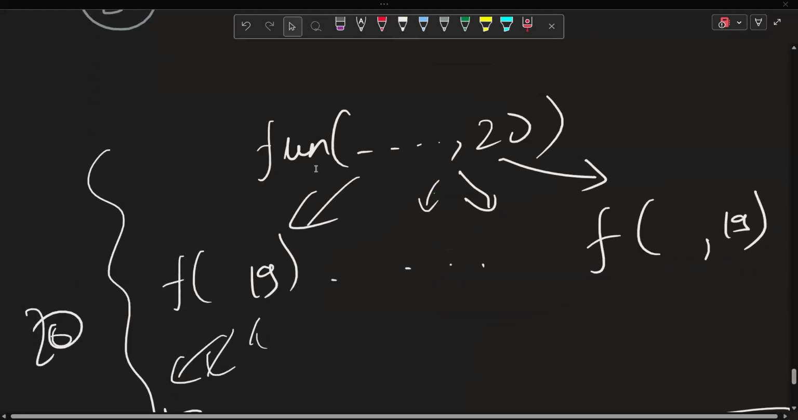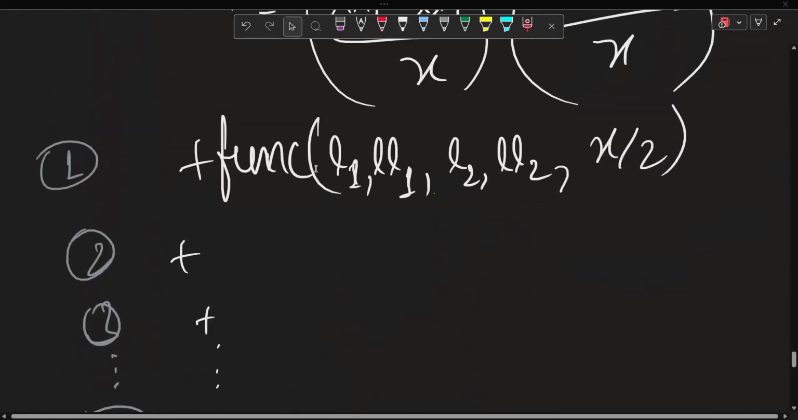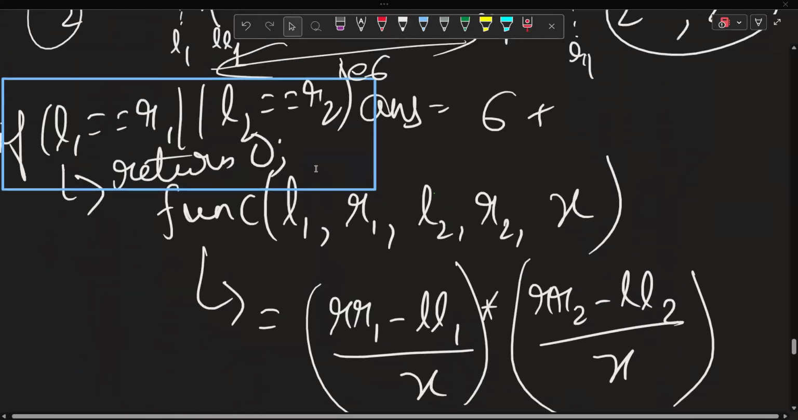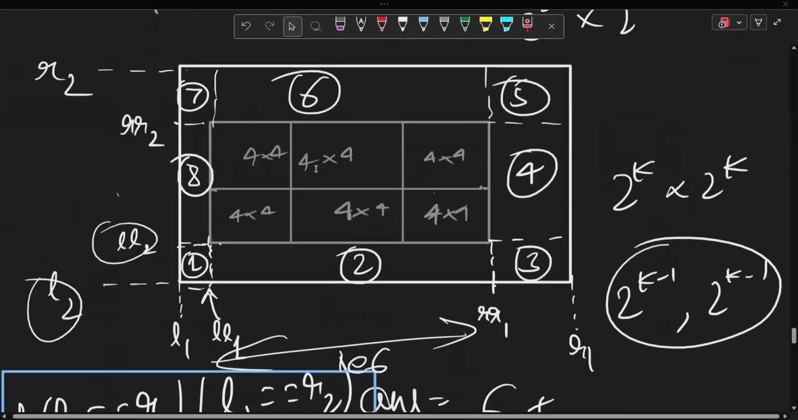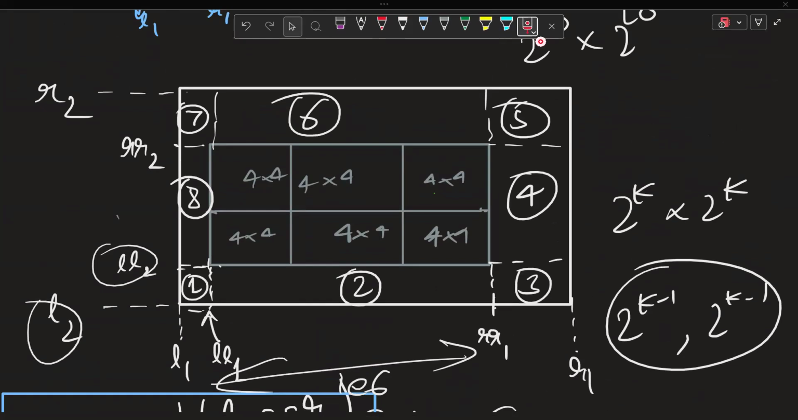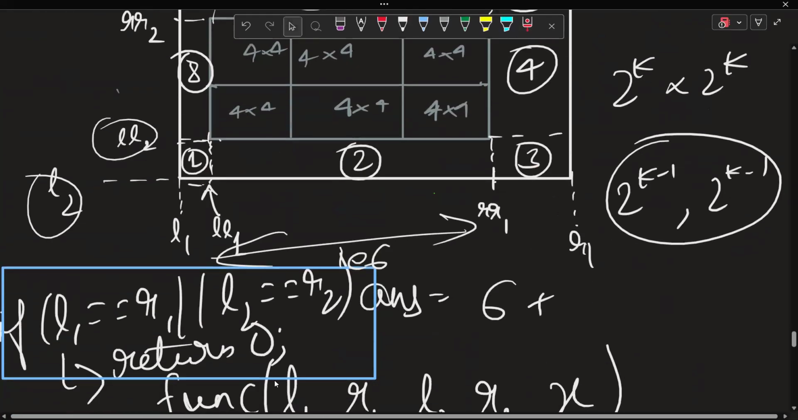Okay, so I think it is clear to you. So using this recursion, you can just break this thing down using recursion like this. I'll move on to the code now.